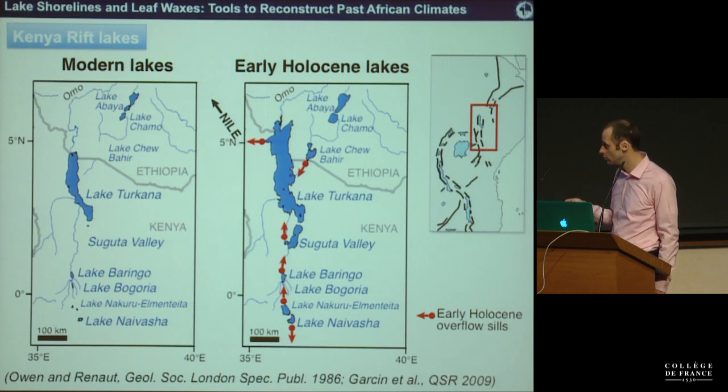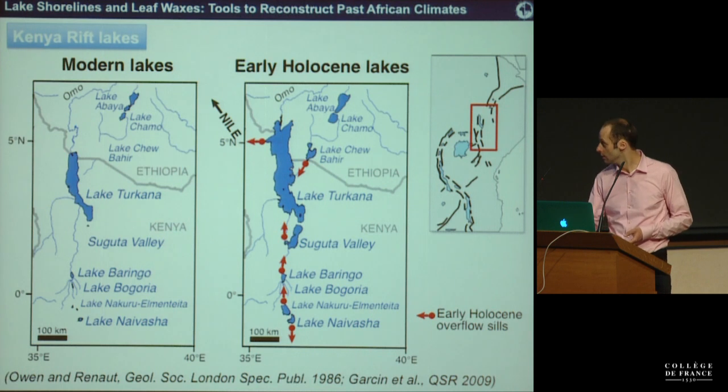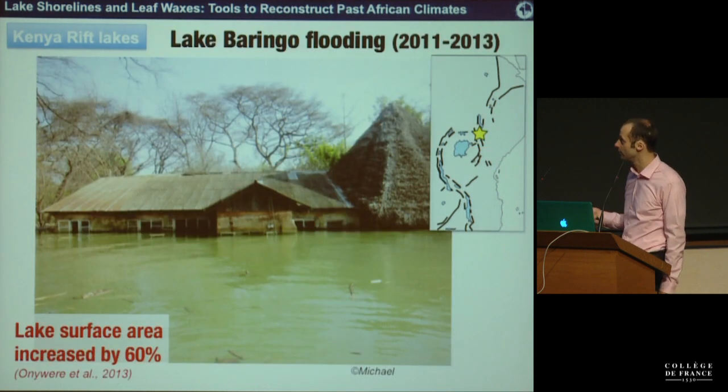But before, I want to show you some information and data from Lake Baringo, Lake Naivasha, and the Suguta Valley. So what do we know about the variability of these lakes today? You can see here a dramatic photograph of Lake Baringo, and it's evident that today the lake level is quite high. In fact, since 2011, following heavy rain during the wet season, the lake level increased by several meters. And the lake surface area, you can see, increased by 60%.